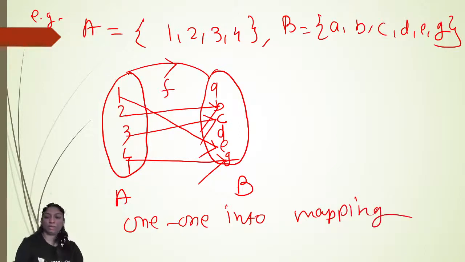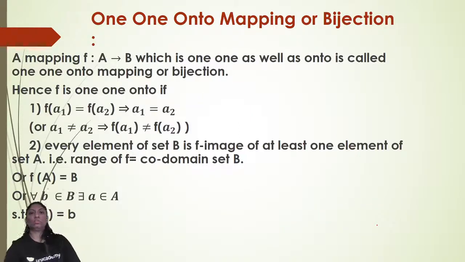One-one into mapping. Okay, next. One-one onto mapping or bijection. Both are one-one and onto. It means for every element, if f of a1 is equal to f of a2, then a1 is equal to a2. If a1 is not equal to a2, then f of a1 is not equal to f of a2. And every element of B has an f image in A.